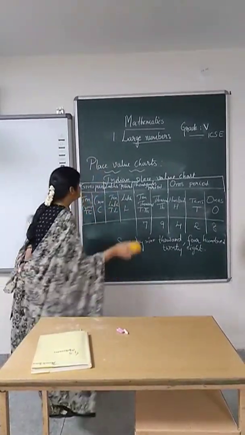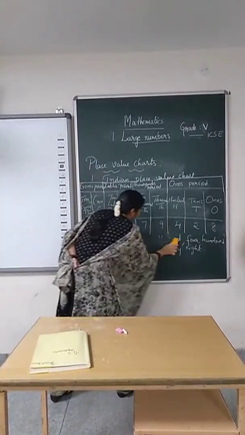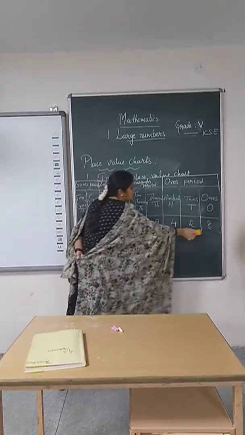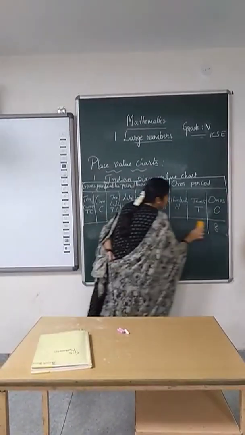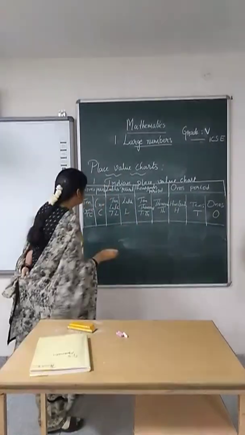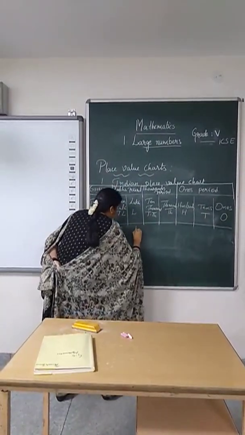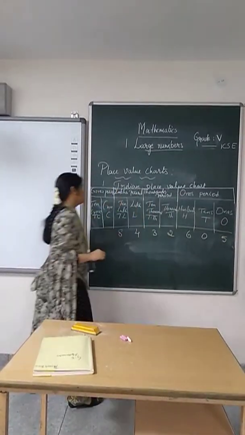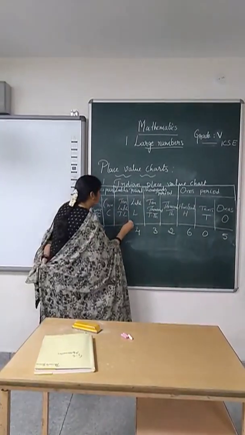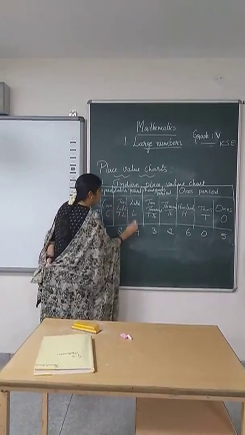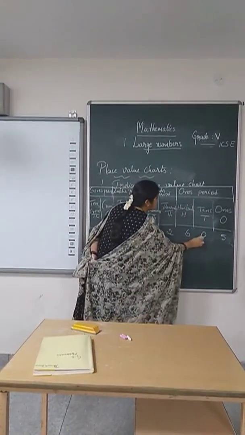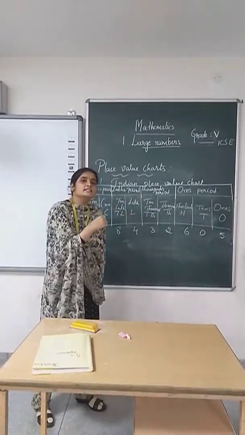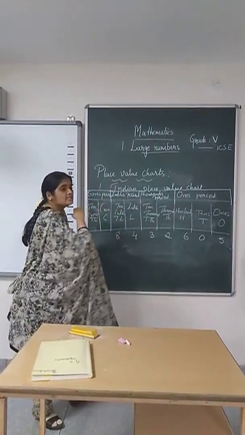Suppose, see here I have taken a 5-digit number 1, 2, 3, 4, 5. I can extend this to say, so now similarly you can read it as 84,32,605. You children, you all might be knowing the method of placing the commas according to the Indian system.